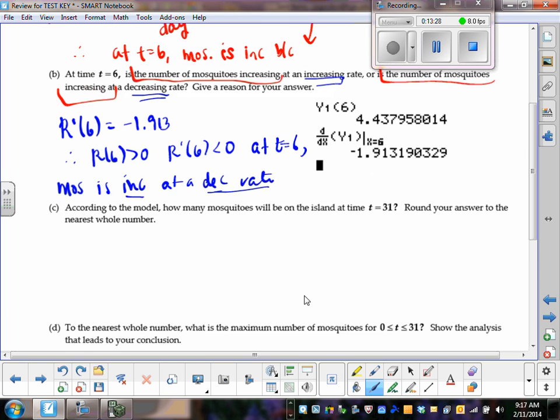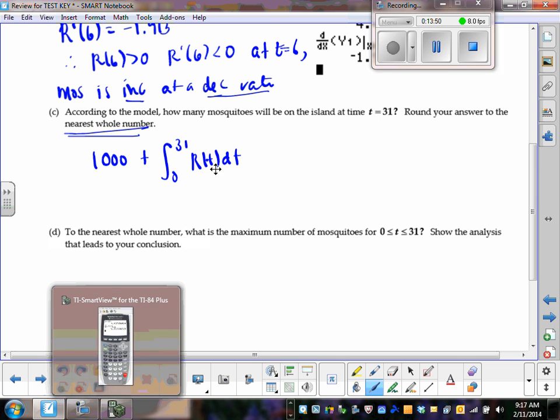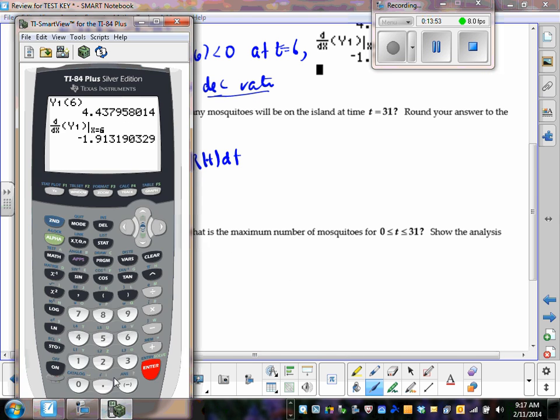According to the model, how many mosquitoes will be on the island at time 31? Nearest whole number this time. That only applies when it reads that in the particular question. So it's the initial number of mosquitoes plus the change of mosquitoes, which is the integral of the rate from time 0 to time 31. Again, I don't have to copy the function down, just the name of the function, and then the dt. So it's 1,000 plus the integral from 0 to 31 of y1.